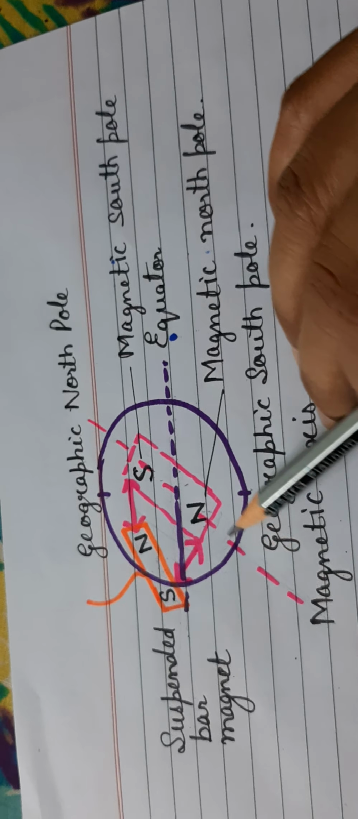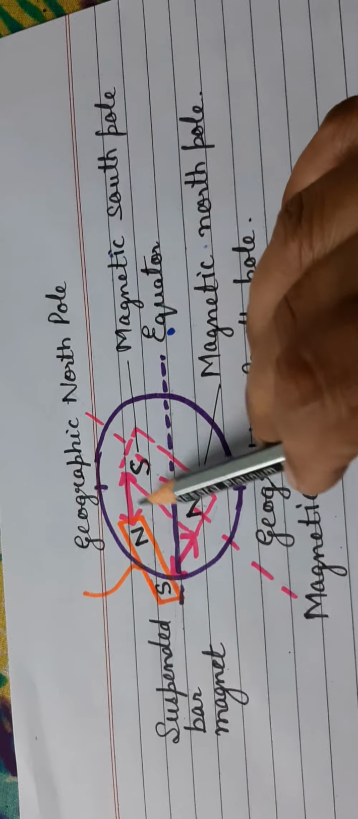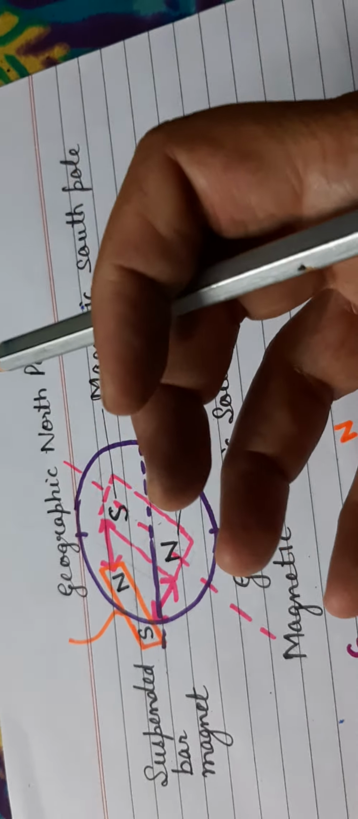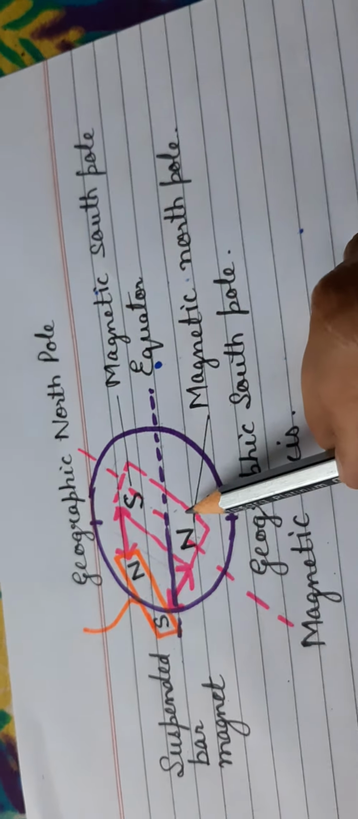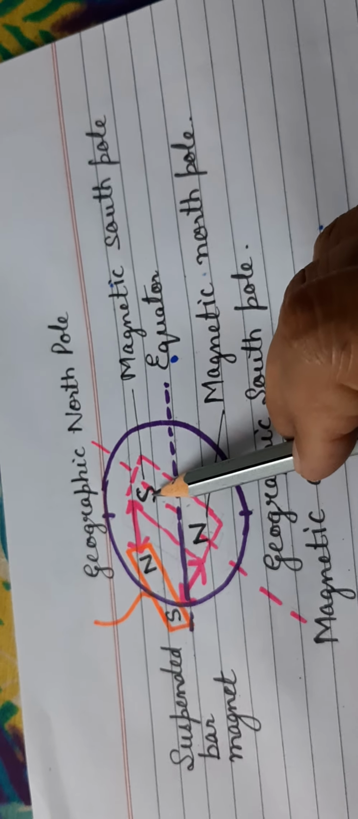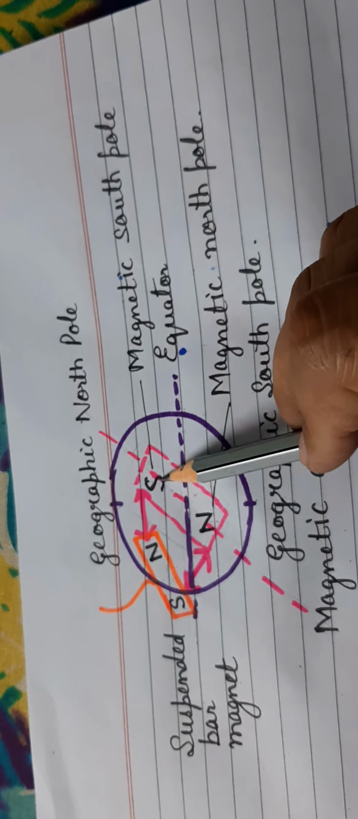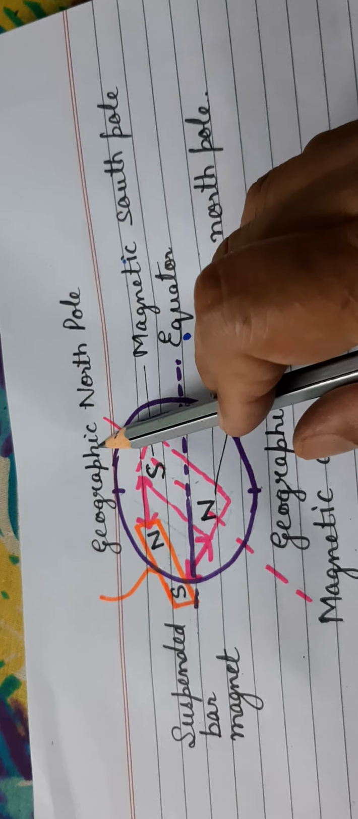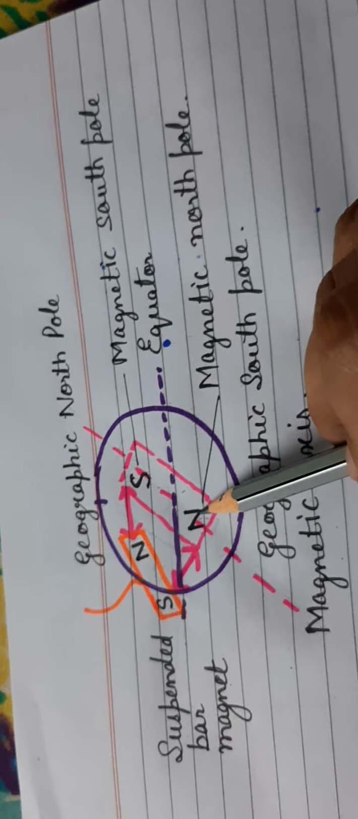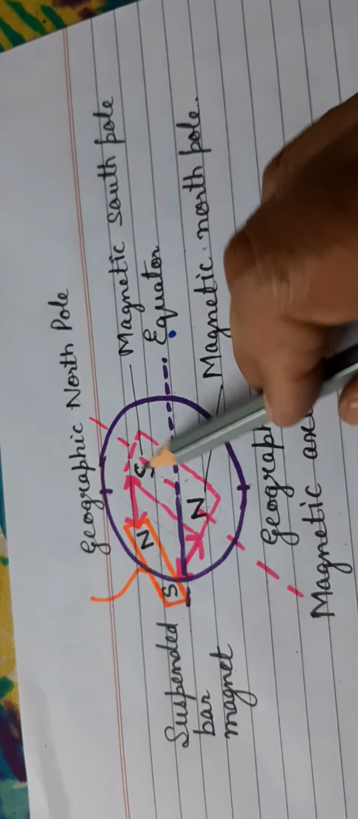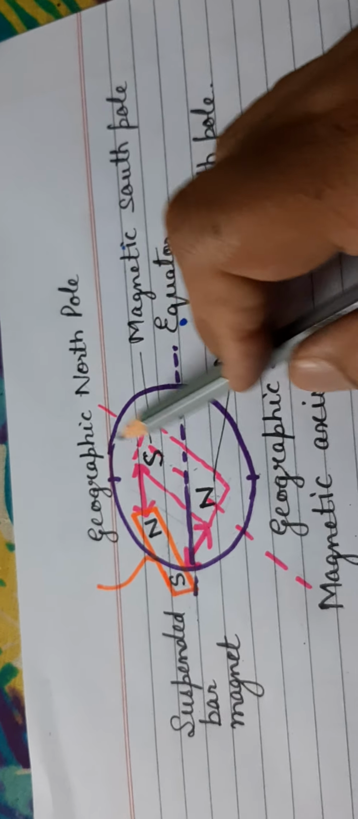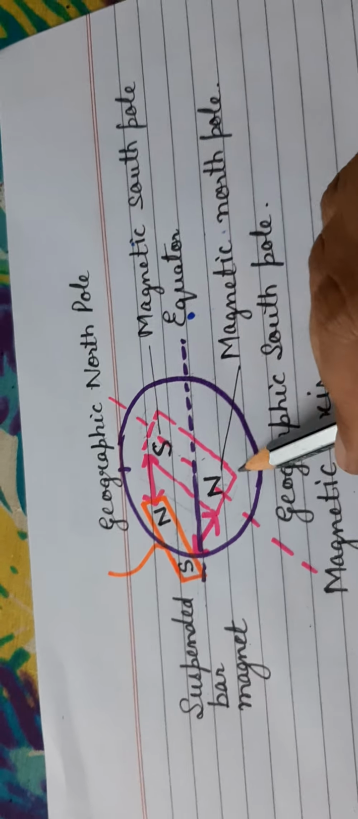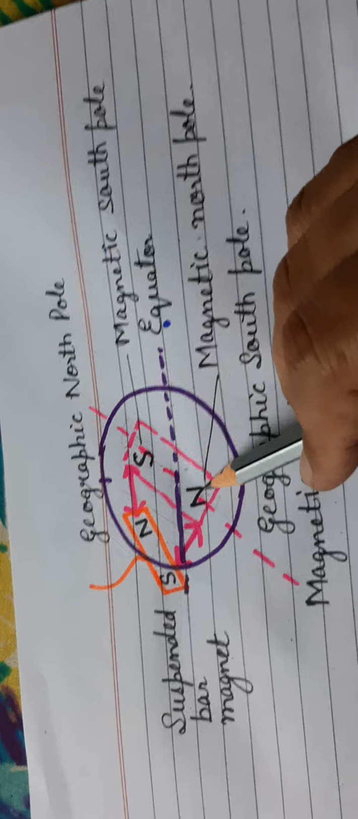Then I have drawn a magnetic axis in pink, and this magnet is the earth behaving like a magnet. You know, the earth behaves like a magnet such that the magnetic south pole of the earth points towards the geographic north, and the magnetic north pole points towards the geographic south. And it is correct. Why? Because we know unlike poles attract each other. So naturally the magnetic south will point towards geographic north, and the magnetic north of the earth's magnet will point towards geographic south.